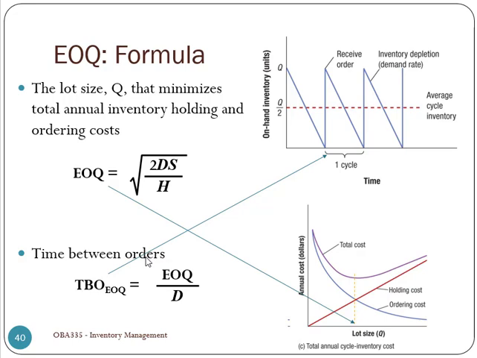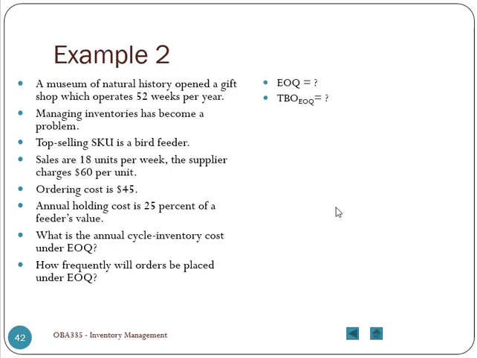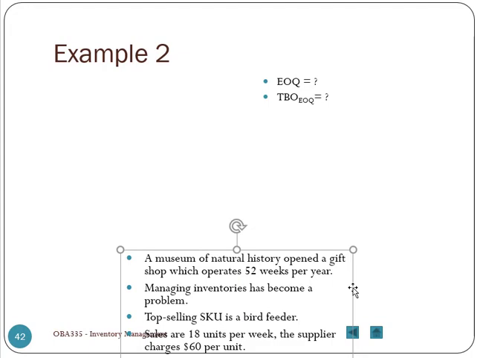And once we know the EOQ, the economic order quantity, we can also figure out the time in between the orders, which is the cycle time. Let's look at the example. Same example that we did, calculating the total costs. So now let's calculate the EOQ.